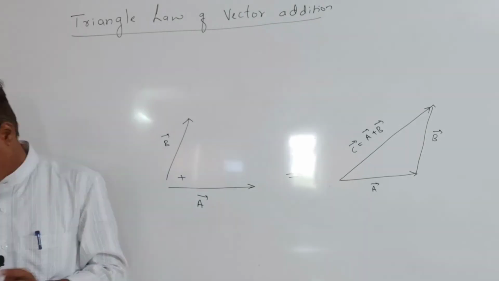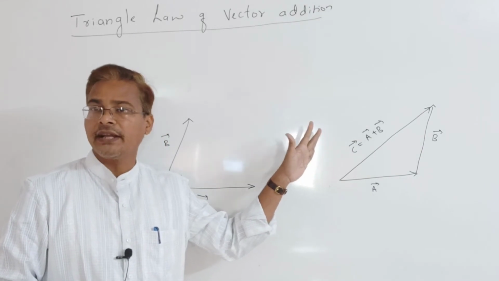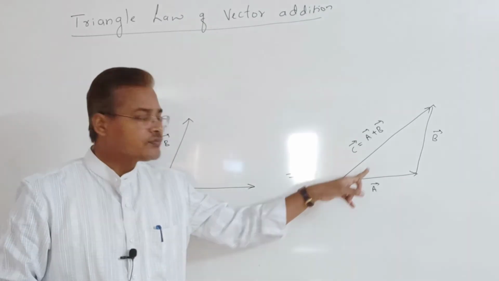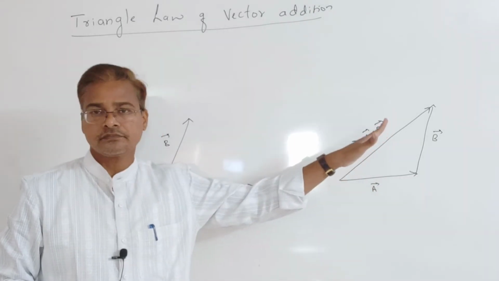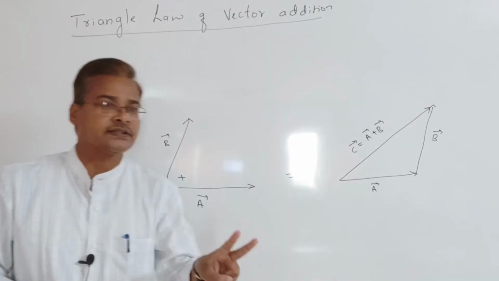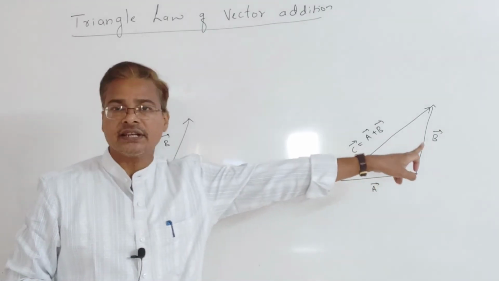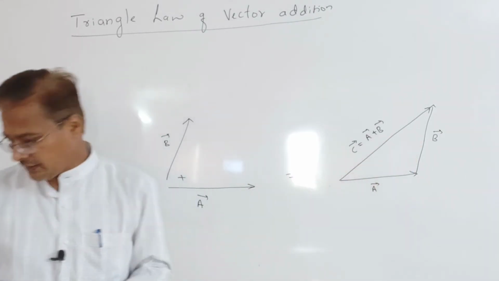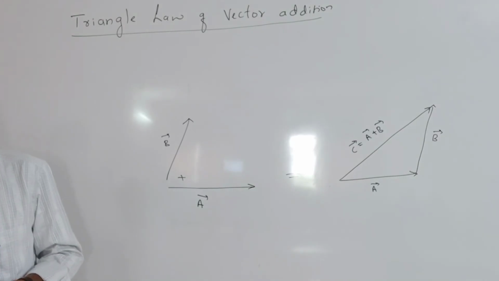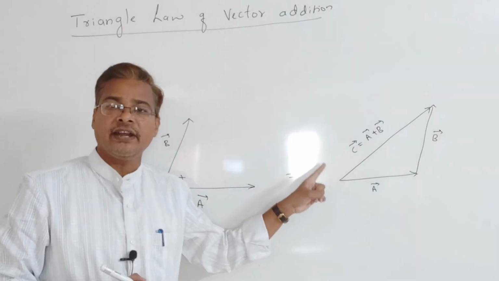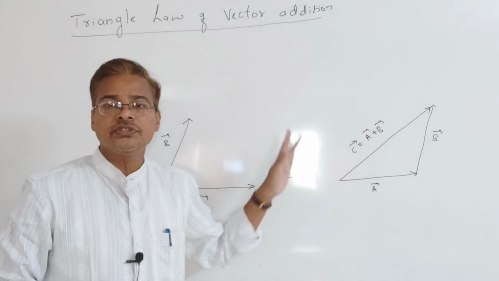If two vectors are represented both in magnitude and direction by the two sides of a triangle, so two sides of the triangle we are taking, A vector and B vector, taken in order, then the resultant is represented both in magnitude and direction by the third side of the triangle taken in the opposite order.